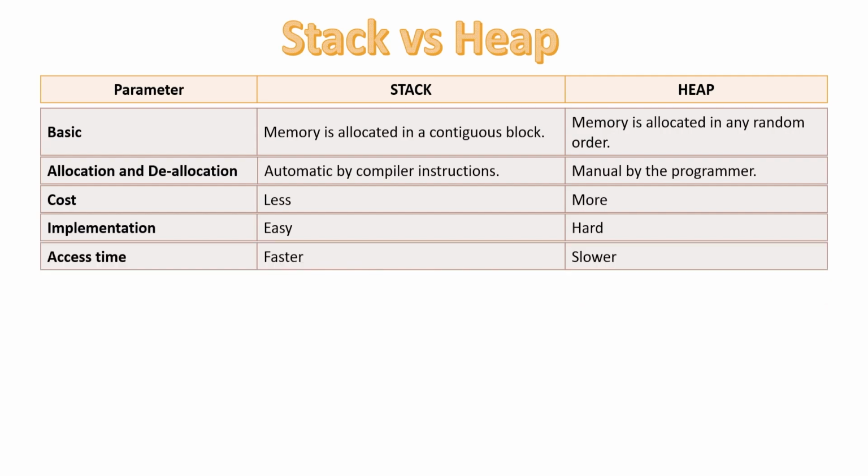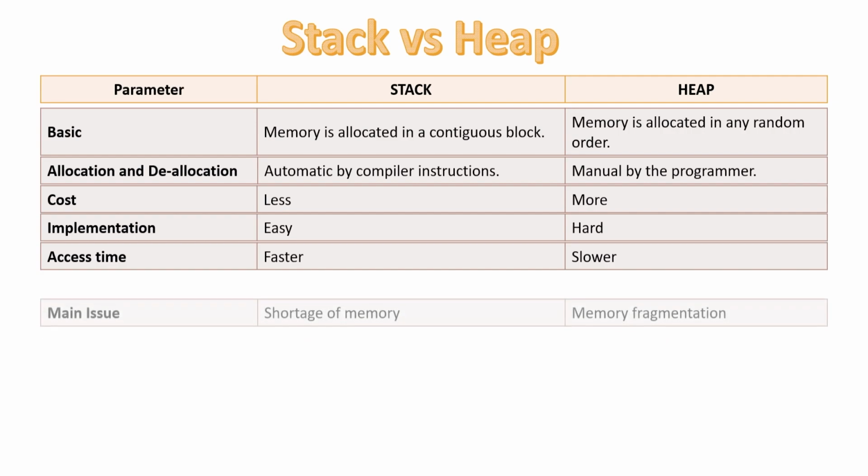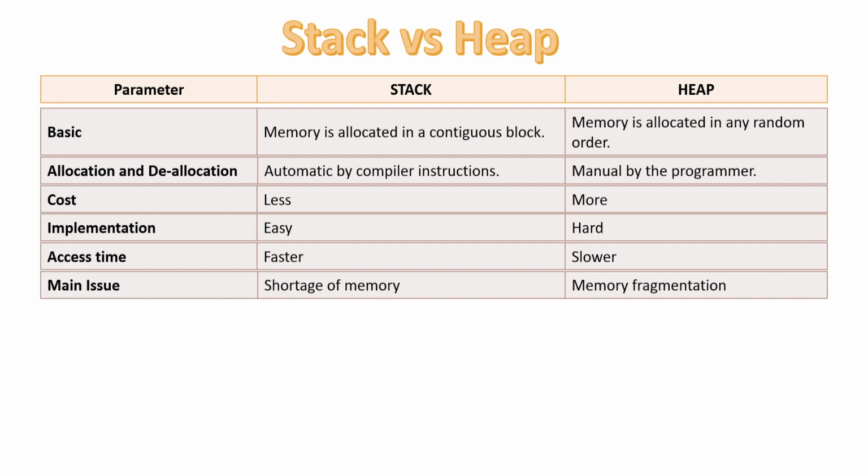Access time is faster in the stack, and slower in the heap, because the heap has to contain all the pointers and track where the memory resides on the heap. So it is a bit slower when compared to the stack retrieval process. The main issue is shortage of memory, whereas the heap uses memory fragmentation. So pieces of memory are allocated with respect to the data.